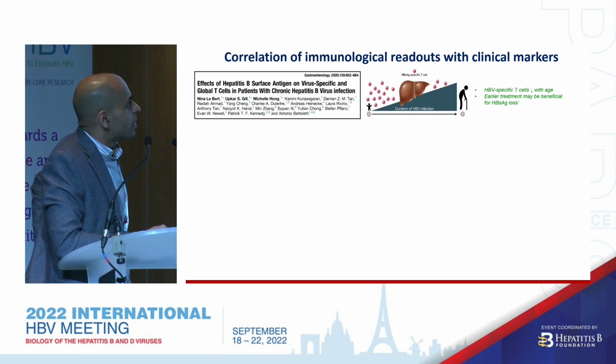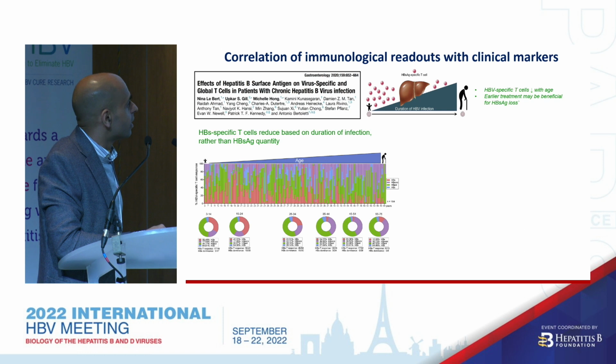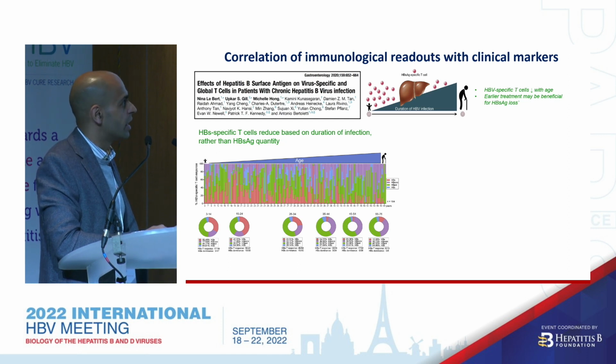This study's also been mentioned. This is work that Nina, Michelle and I did in Antonio's lab. We showed here that it wasn't actually surface antigen levels, but the duration of infection that had an impact on the immune response, in terms of the surface antigen specific T cells as they underwent attrition over age. So as we've been talking about, looking at patient age and treating patients earlier may be beneficial. Now, the other thing about clinical markers is when we're doing experimental work, we're always trying to correlate it with some immune or virological parameters.